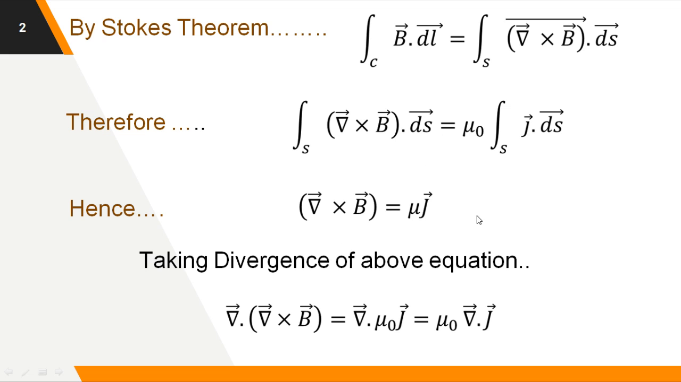So in general, for air or vacuum, del cross B is equal to mu naught J. This is similar to our third Maxwell equation, del cross E is equal to minus dB by dt. What you understood here is that if there is a current, where J stands for the current density, then a magnetic field is going to be produced.